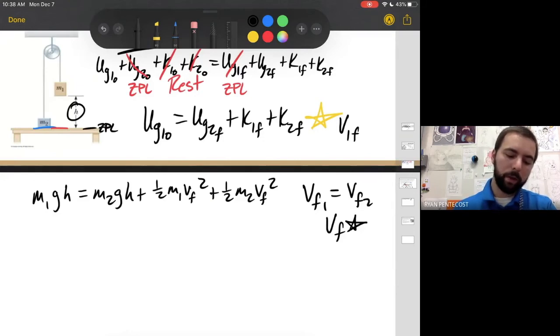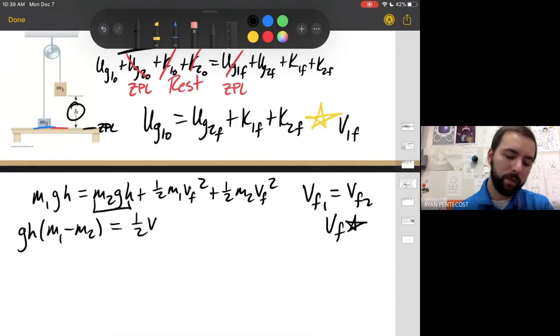Now let's see what we can do. We can factor out a g h. So we've got g h, and we'll subtract M2 over. So you've got M1 minus M2. I just subtracted that guy over. That's going to equal 1/2 V final squared times M1 plus M2. Now let's multiply by 2.